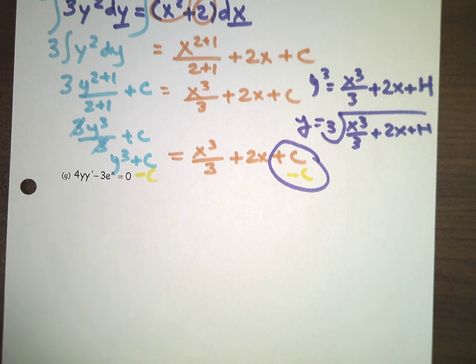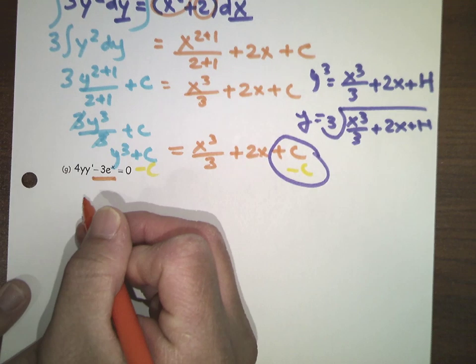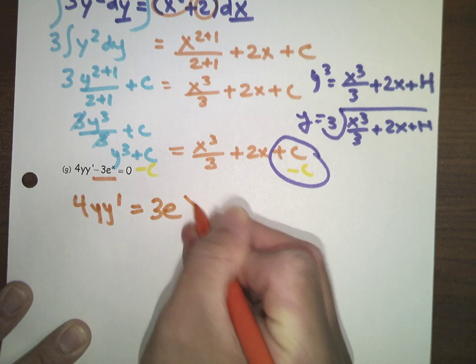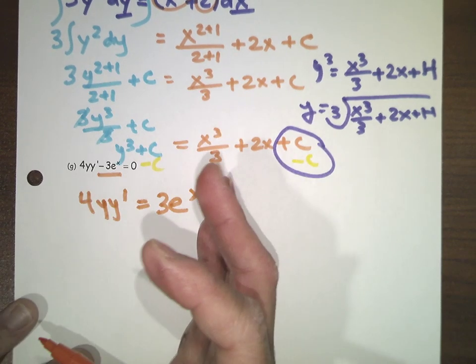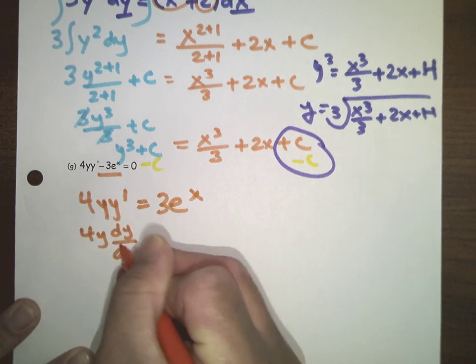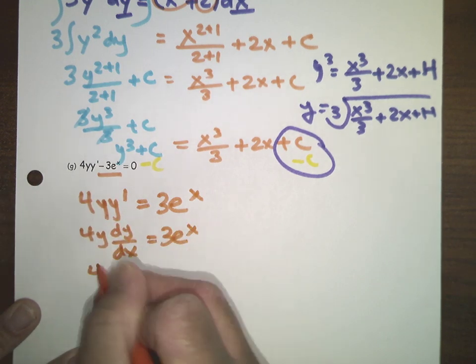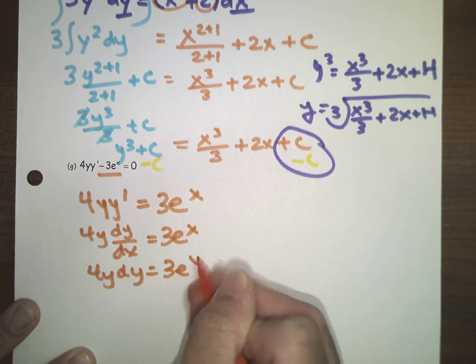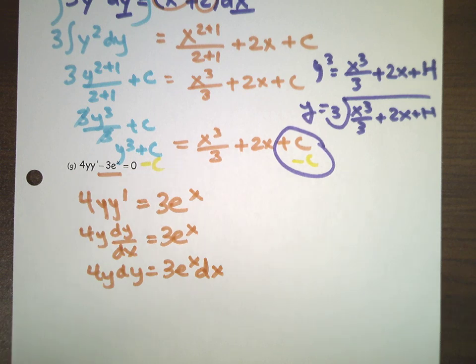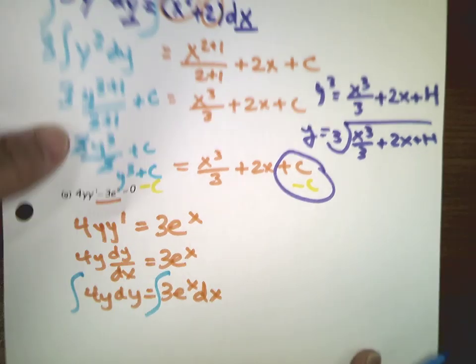But in the next problem, what I'm going to do is add the 3e to the x to the right side to get 4y prime is 3e to the x, so that the x's are on one side and the y's are on the other side. But then since y prime is dy dx, I'm going to multiply by the dx to get 4y dy is equal to 3e to the x dx. And now it's in differential form, and I can just find the antiderivative on each side.